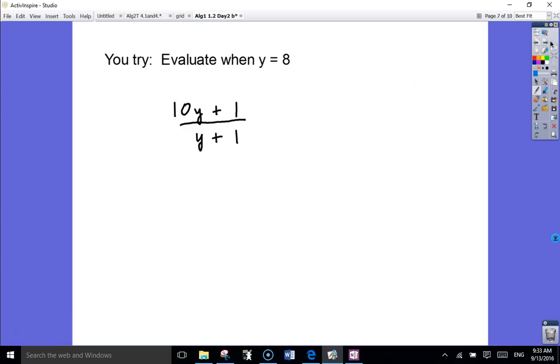Okay, another. You try, this time you do have fractions involved. Evaluate when y equals 8.